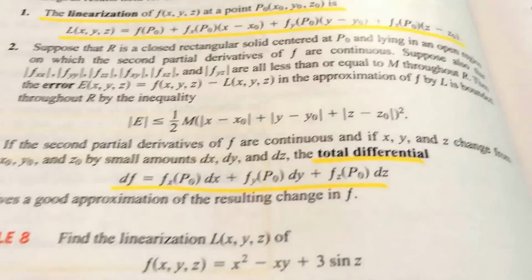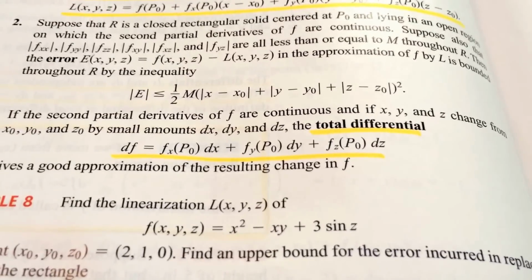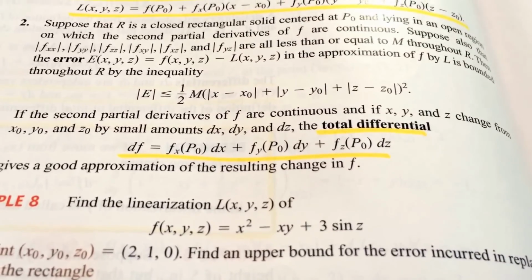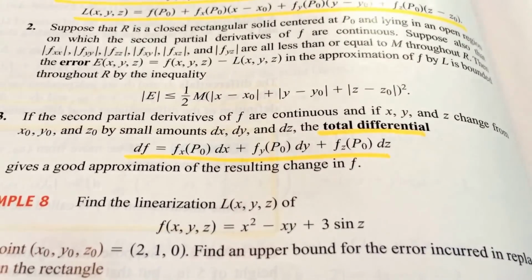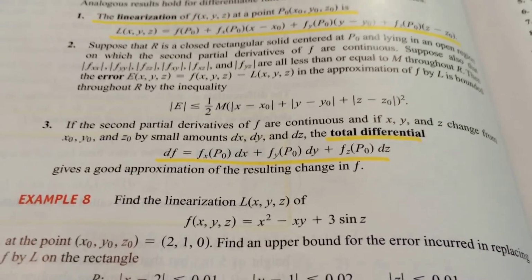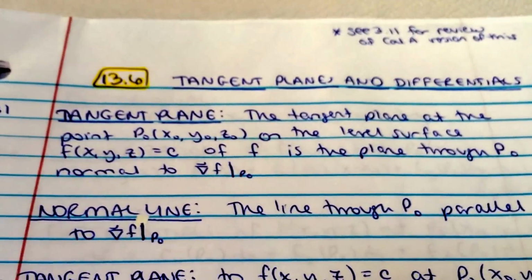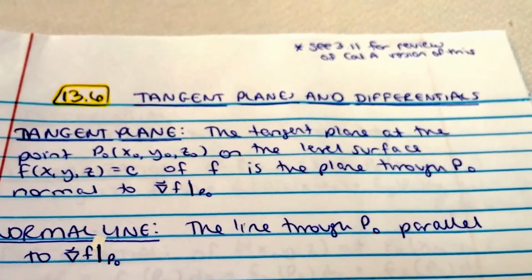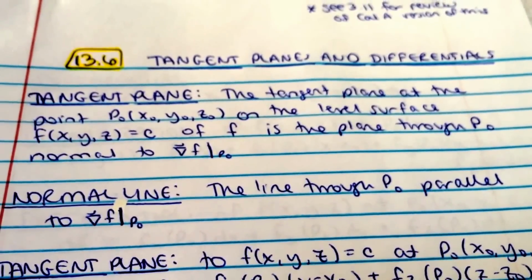And then here's the differential formula for a function of 3 variables. Again, just an extra piece on there. So all of this is right above example 8 on page 736. Excuse me. Okay, so let's look at it here in my notes. Just pretty much the same thing, but these are all the formulas. So we have the tangent plane, what it is, the normal line, what it is.